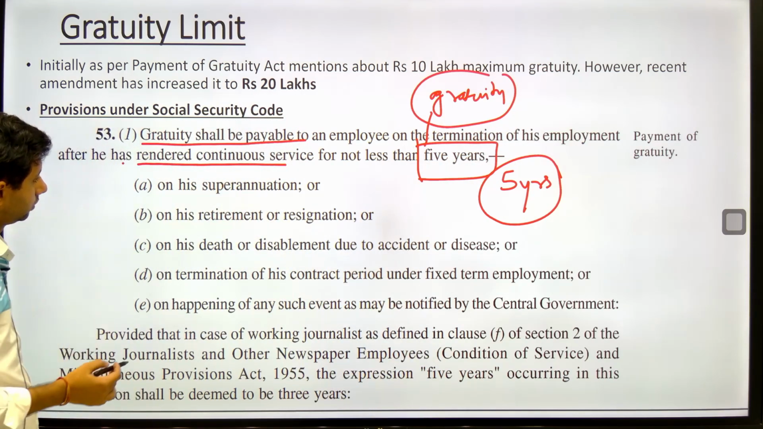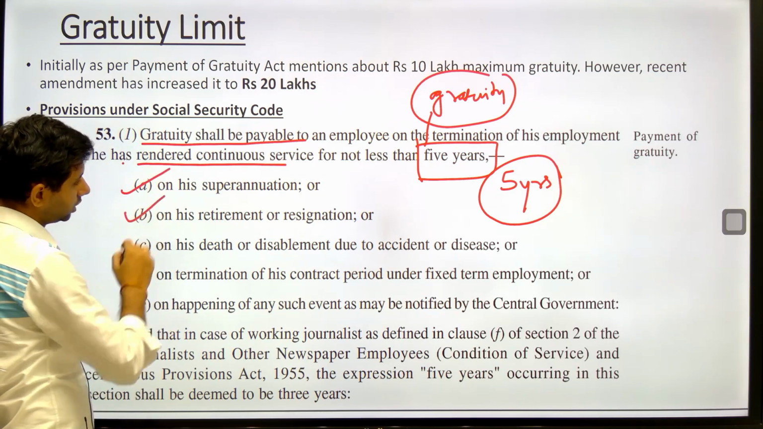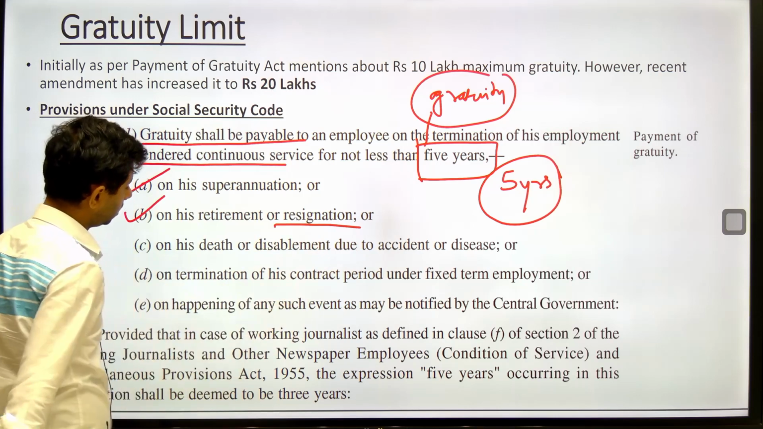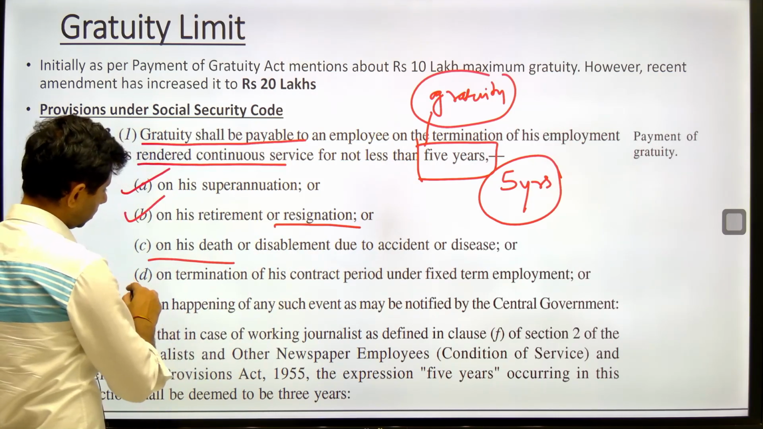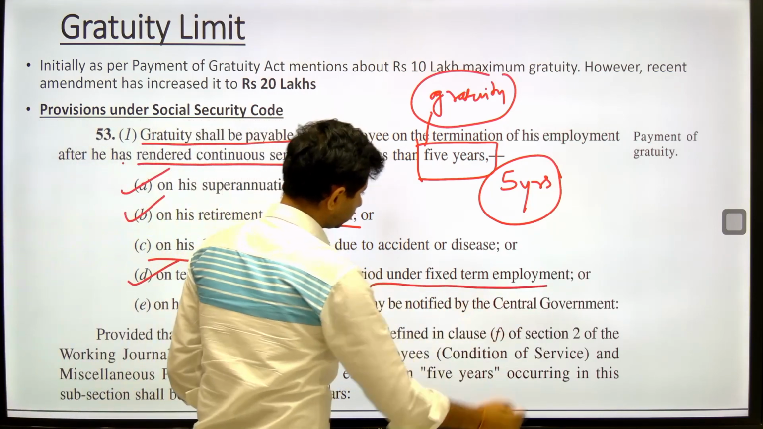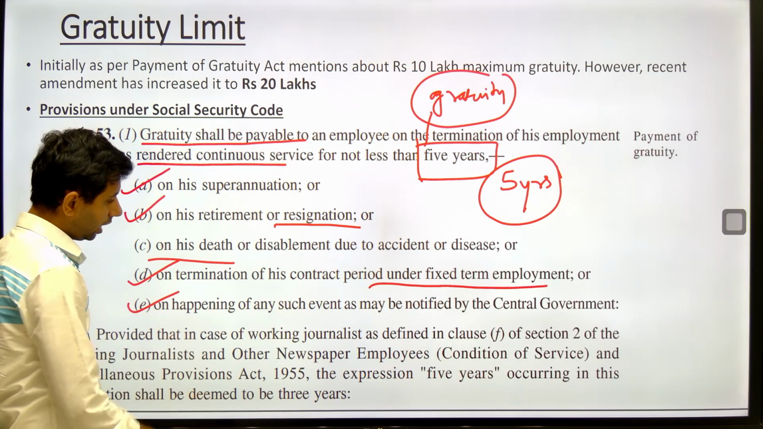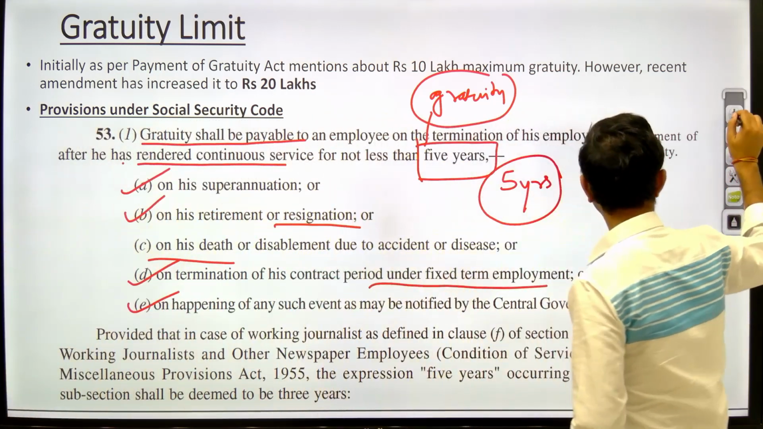And that gratuity will be given to him or her on his superannuation, on his retirement or resignation, on his death or disablement due to accident or disease, on termination of his contract period under fixed term employment, on happening of any such event notified by the central government.